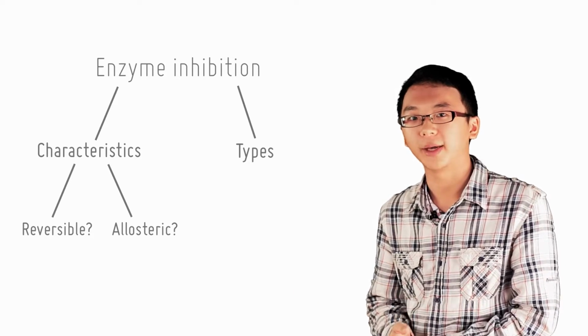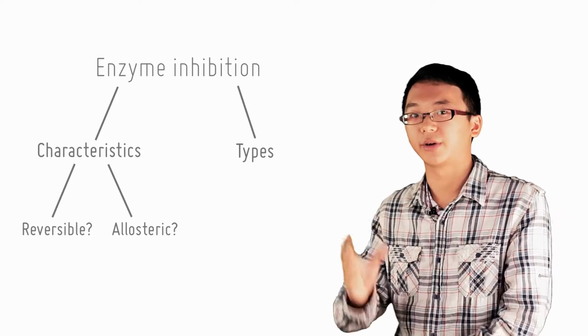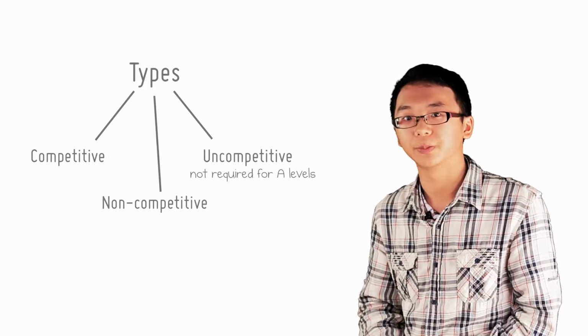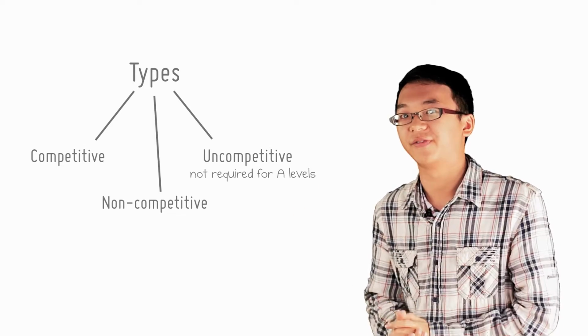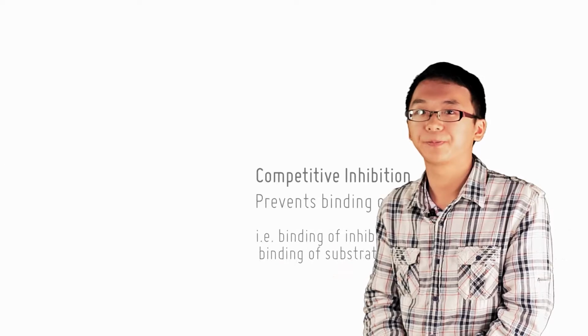We've talked about two main characteristics of inhibition, that is reversibility and allosteric regulation. Now we will talk about the main types of enzyme inhibition: competitive, non-competitive, and uncompetitive. Let's talk about competitive inhibition first.